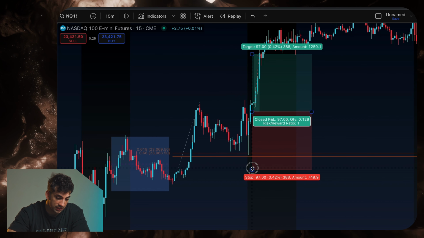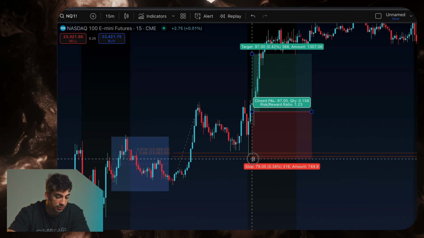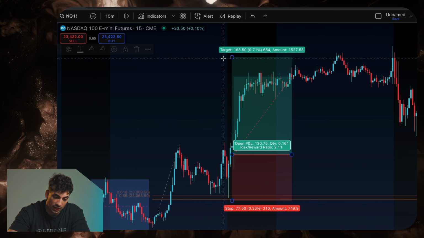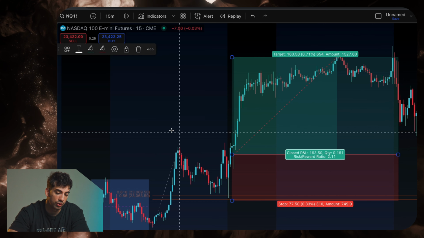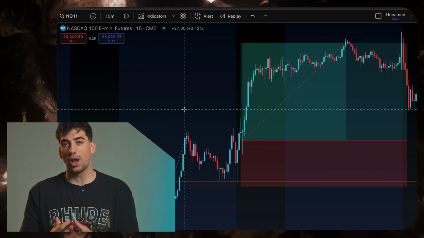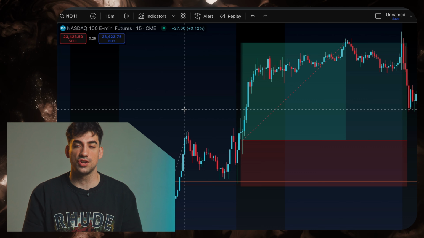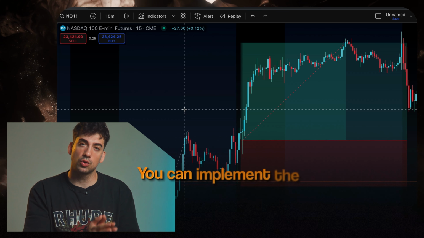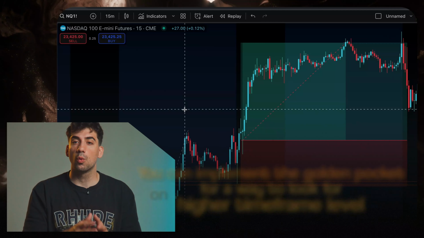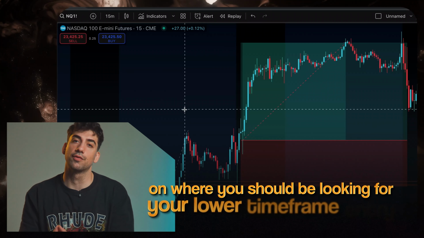Entry here, in this case, you could have had the stop loss under the fair value gap. You could have had a wider stop loss all the way down to the golden pocket if you wanted, and you could target a really high risk reward trade here. What I really love about the golden pocket also is that it's so flexible. It can be added to any strategy you trade, and you can implement the golden pocket as a way to look for a higher time frame level on where you should be looking for your lower time frame entry.